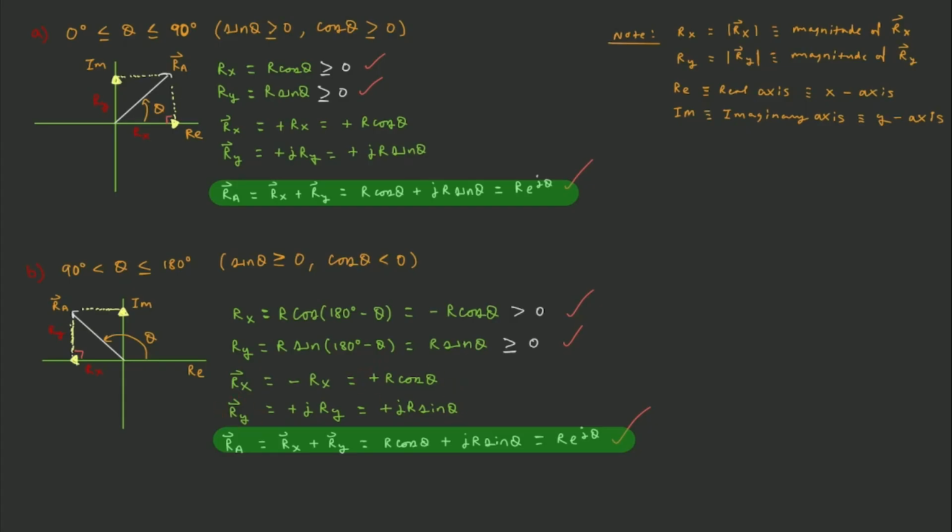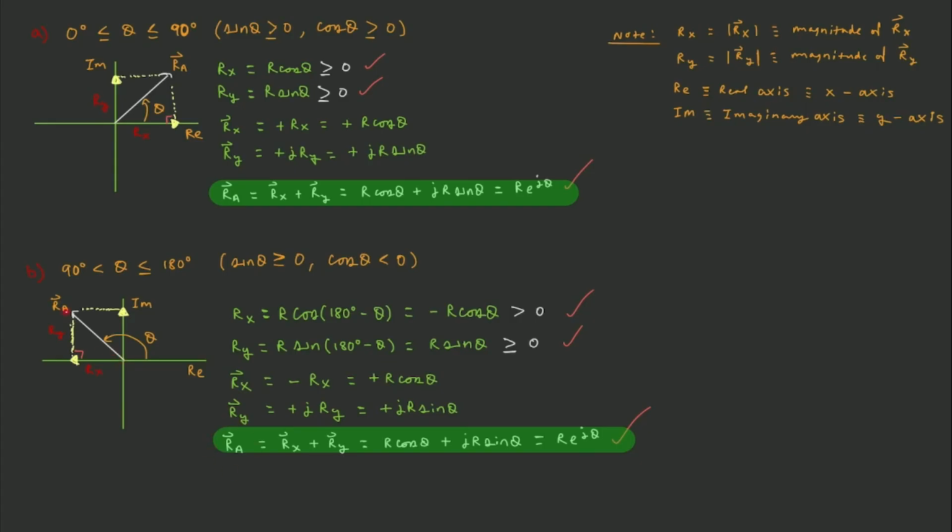For Ry, it's in the positive direction, so we have positive j Ry. Why is this j here? Because it's a y component. All y components have a j term, so we just tack on a j here. Positive because it's in the positive direction, j because it's a y component, Ry because that's the magnitude of the y component of the vector. So what is Ry? Well, it's r sine theta. So that equals positive j r sine theta. That's the y component of the vector.